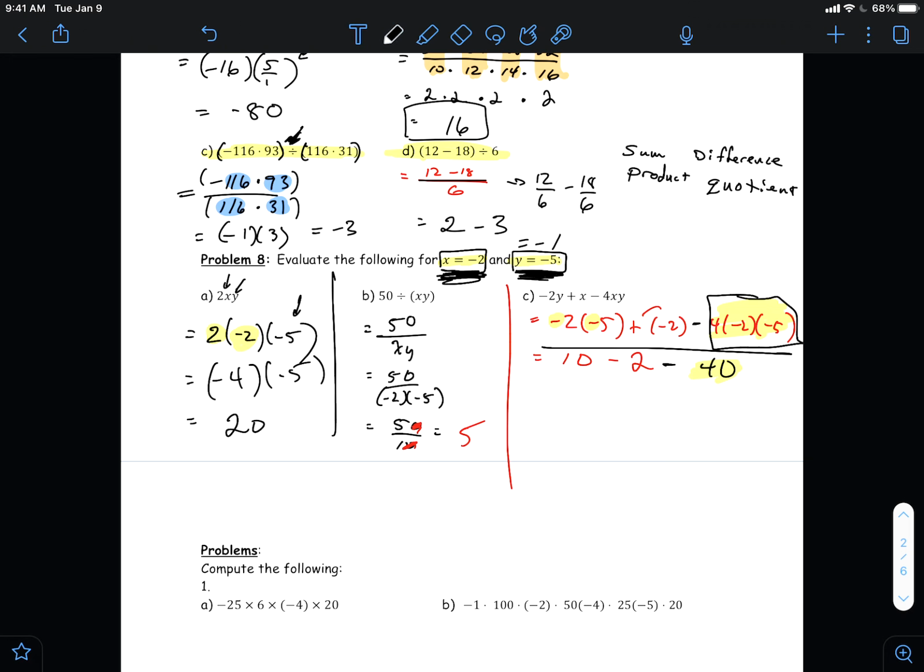Then you can use some of your skills from yesterday. 10 take away 40, take away 2, or -2 plus 10 take away 40, sorry. You can do whatever order you want. But we can do what's here, it's fine. I'm kind of seeing 10 take away 40. We know that to be -30, and then take away another 2. And that would be it. Did I do that too quickly for anybody? Are we okay?